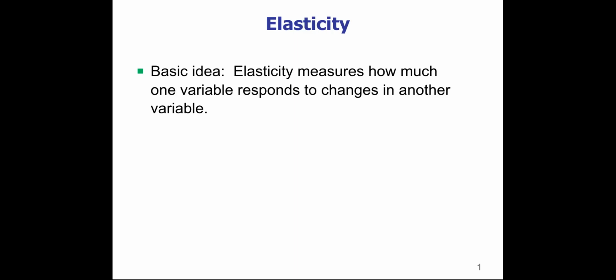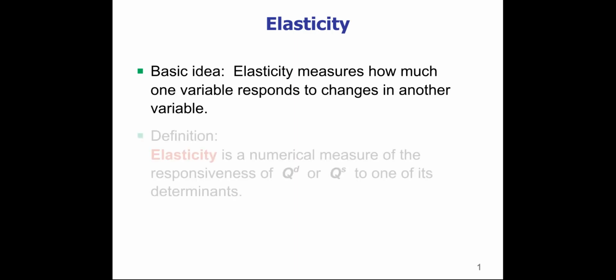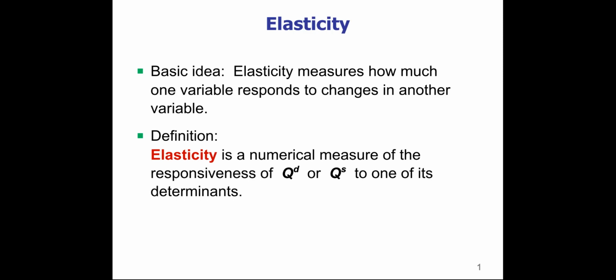For supply and demand lines, we're going to look at the two variables of price and quantity. Price is the vertical axis on our supply and demand graph, and quantity is the horizontal axis. So elasticity is basically saying how responsive is the quantity demanded or quantity supplied to the change in price.